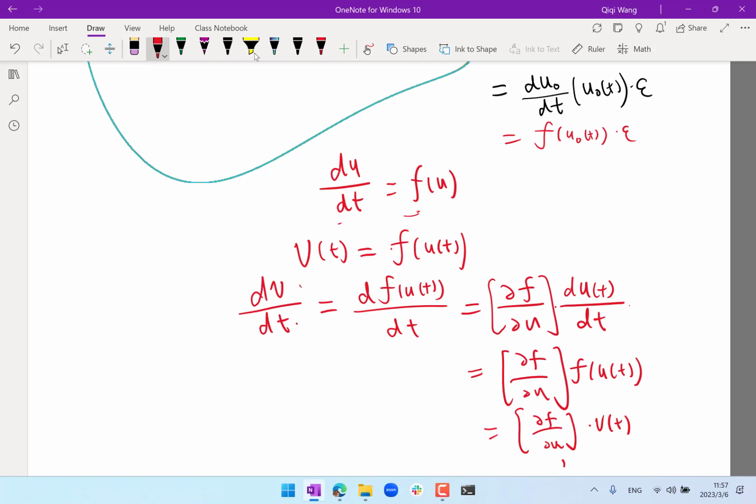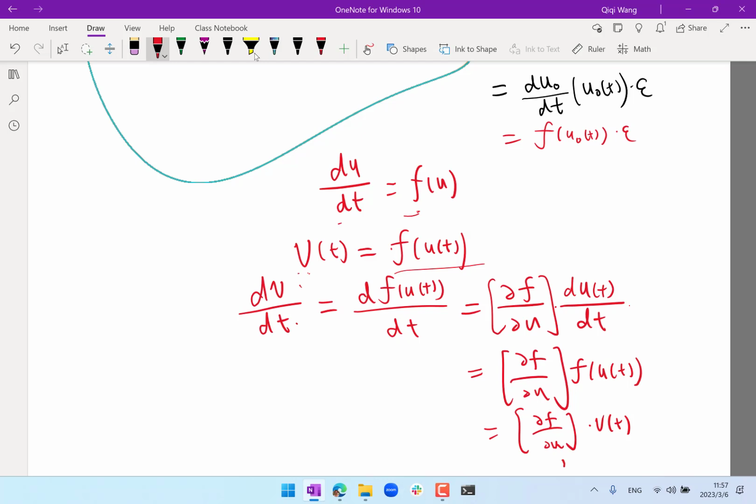Well, what does that mean? That means if you start the system with a perturbation in the direction of f, that perturbation after a time evolution of t will still be f, but just evaluated at a different location on the trajectory.